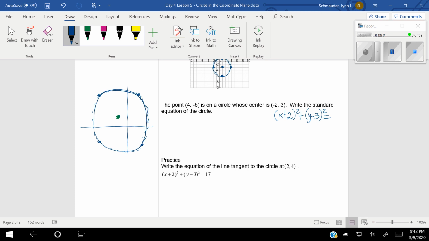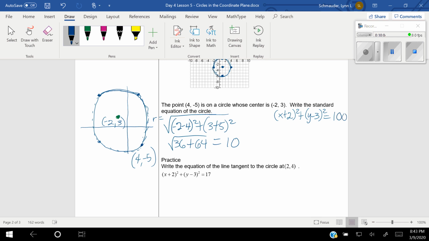All right. So let me label the center now. It's negative 2, 3. And let me label this point that I know is on here, 4, negative 5. So yeah, just like before, we got to use the distance formula to find out what the length of the radius is. So r is going to be the square root of negative 2 minus 4 squared plus 3 plus 5 squared. So what does that give us? 6 squared, 36. Plus 64. Oh, nice. That's 10. So r squared is 100. So there we go. That's the equation of that circle.